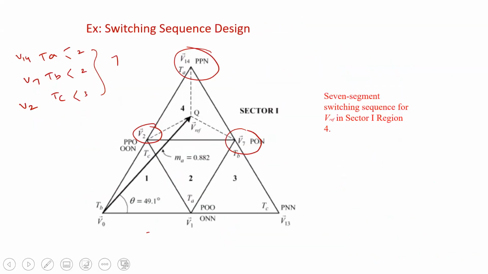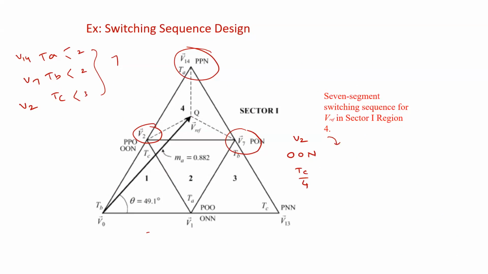So let us start with the TC vector, or this V2 vector, first. We can start with either the N type small vector or the P type small vector. Let us assume that we start with the N type small vector: 0, 0, N, which is the V2 small vector, and this is for TC by 4 period of time.